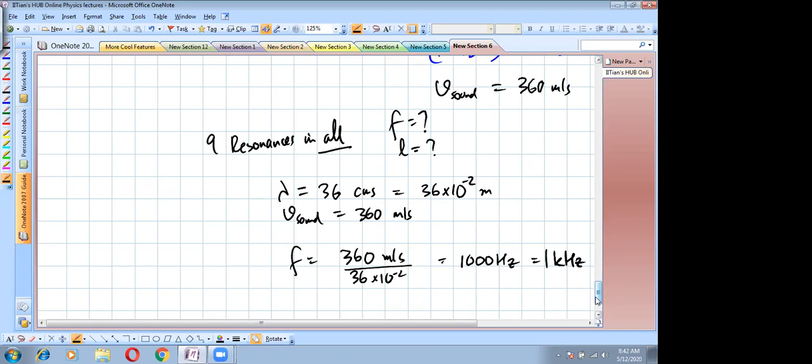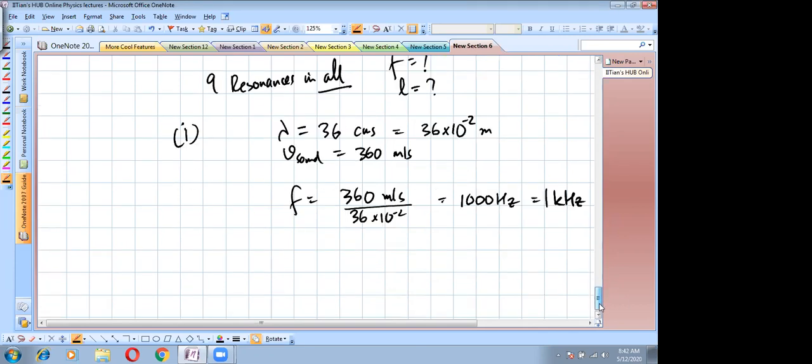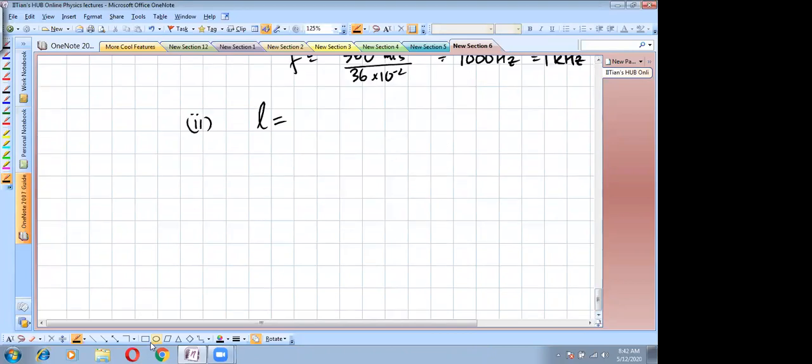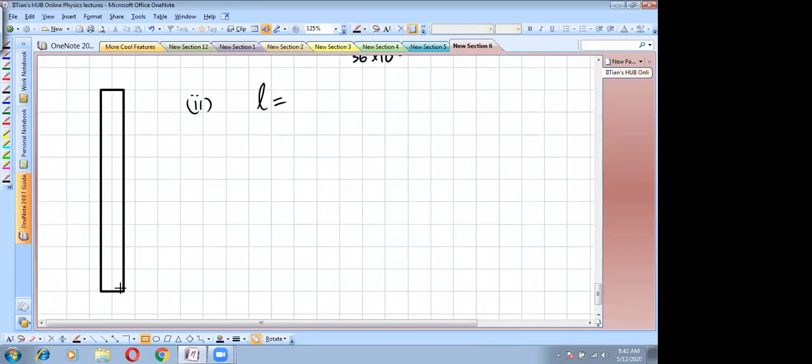That's the first thing. Okay. You just have to use this. Now, what about the length? So you'll also understand in terms of the length, what is happening is this is the position of the first resonance.